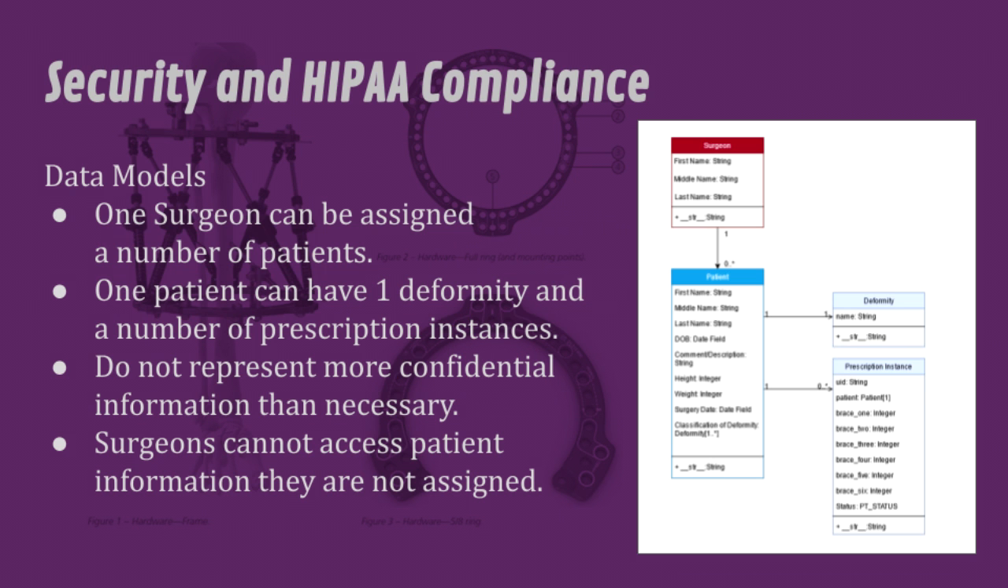So for the security and HIPAA compliance, what this diagram represents is that one surgeon can have multiple patients, either no patient or many. One patient can have one deformity, and they can have a number of prescription instances. We kept the amount of information that is represented as little as necessary to keep it more confidential, while surgeons can't access patient information that they are not entitled to.